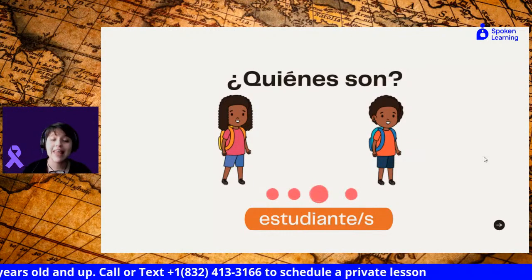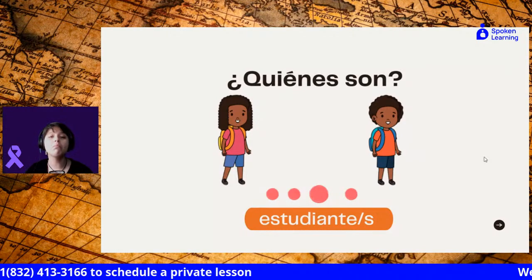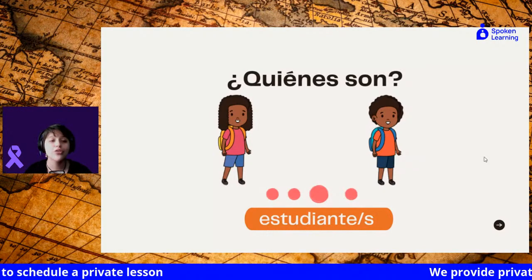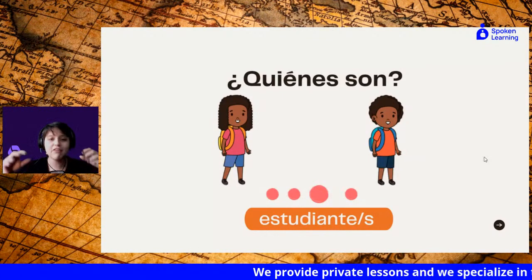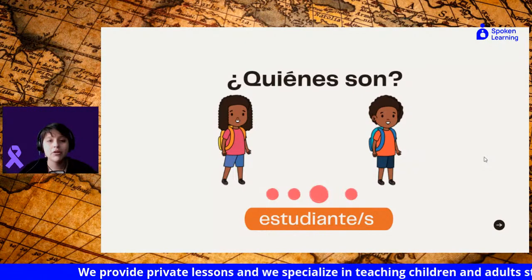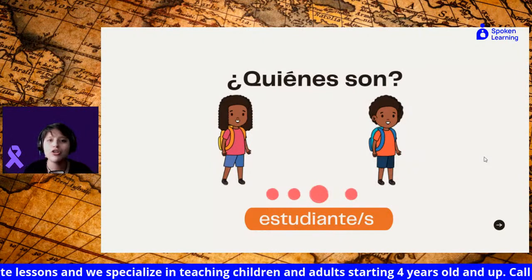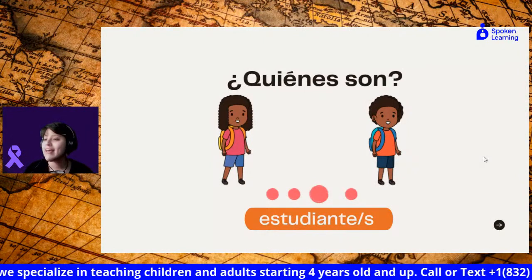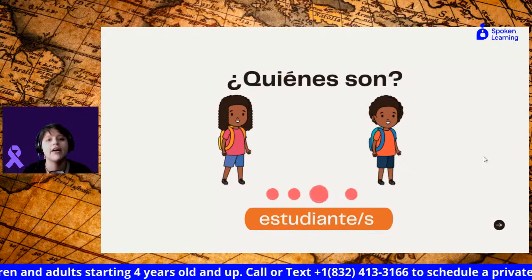However, if you said las estudiantes, in that group, there would be more female members. So that is one of the beauties of Spanish. If you are part of a group and female members outnumber male members, of course you will be able to use every female determiner that you can find.